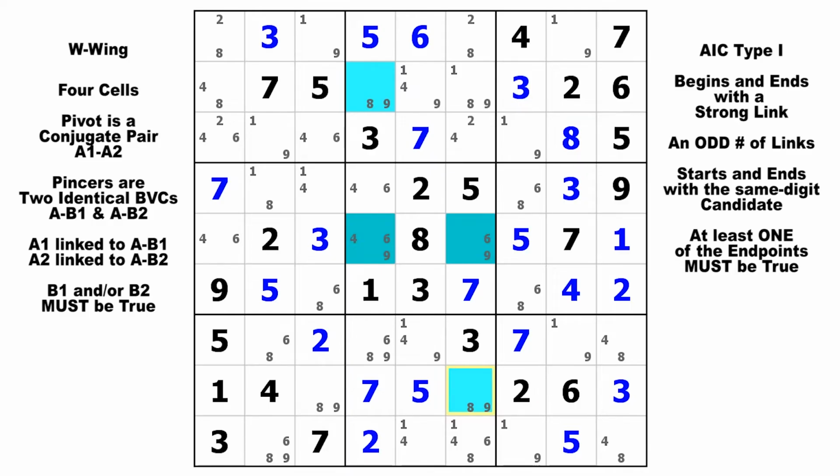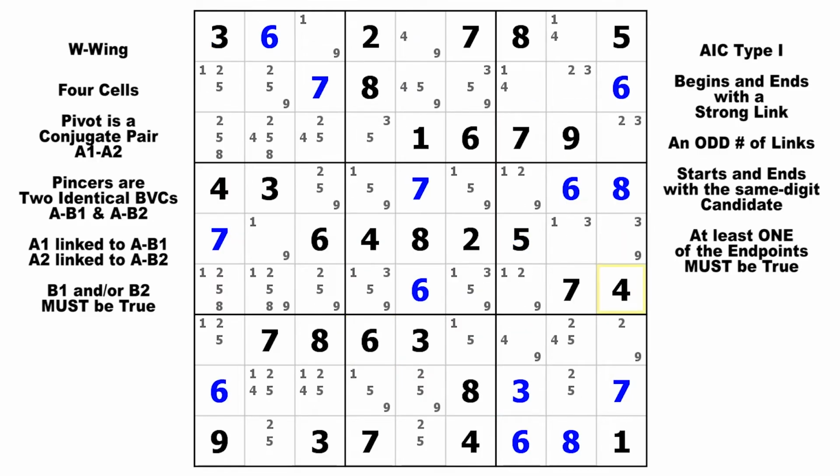So 8 is our candidate B, and we've got strong, weak, strong, weak, strong. So one of those 8s must be true, which means any other 8 that can see both of those 8s will be false. And in this puzzle there are 3 of them. There's one here, and one here. Those 3 red-colored 8s can see both of the endpoints of the chain, and therefore they are false and can be eliminated. All right, next one.